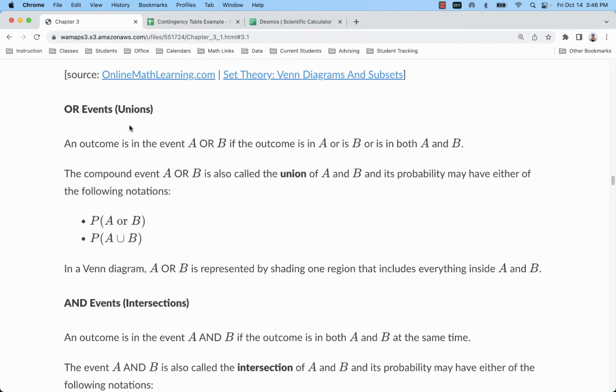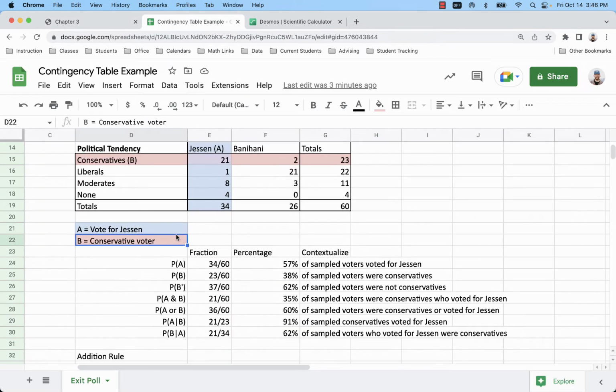So we start, before we even get into the unions and intersections, with a regular probability statement, P of A, the probability of selecting a voter who voted for Jessen, or the percent of voters who voted for Jessen. Either of these different ideas of empirical versus theoretical probability will give you the same result. We have 34 people who voted for Jessen out of 60 total. We have 23 people who leaned conservative out of 60 total. Each of these can be divided, 34 divided by 60 to get a percent, and so on down.